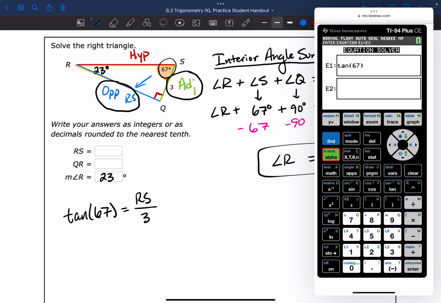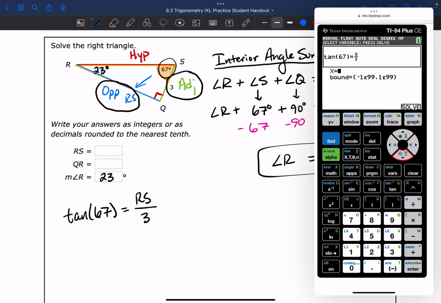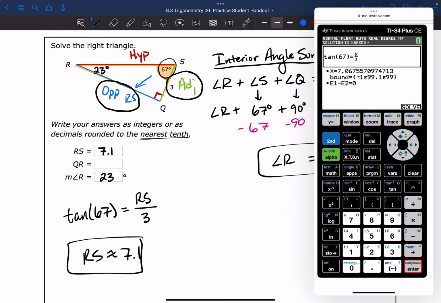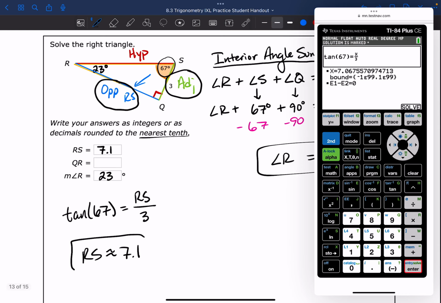On the bottom, I'm going to do my fraction. I'm going to put x for RS, 3, go down, put a 1 in there, because I don't want to make any crazy mistakes. I want to make sure my guess is positive. Press alpha, enter, and there we go. I get RS to be approximately, I need to round to the nearest tenth, so it's going to be 7.1. So I figured out RS.